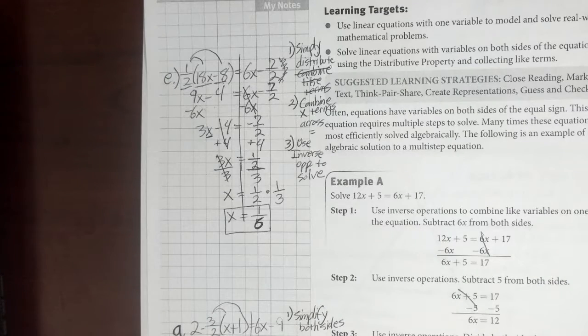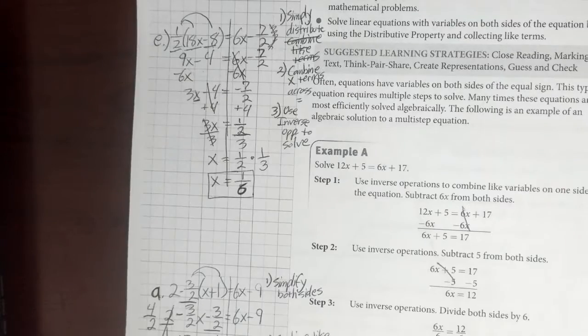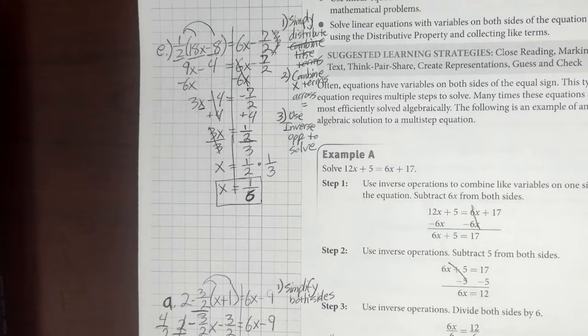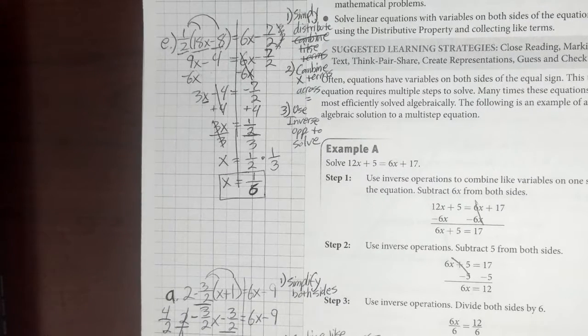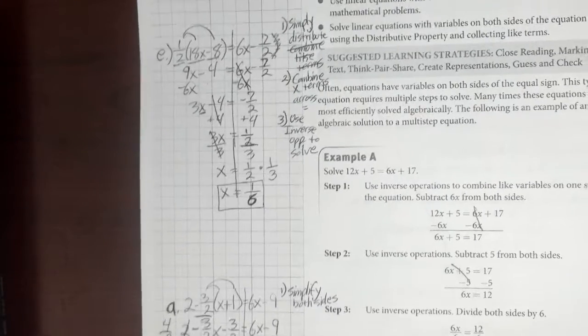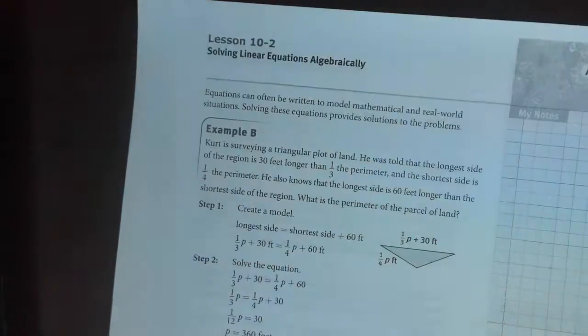So you got A and E, so you should be able to do these other ones. If you want to go back in the video and kind of review what we did, you can do that. I'm going to go to the next page. So from here we got some word problems. And they give you an example here.